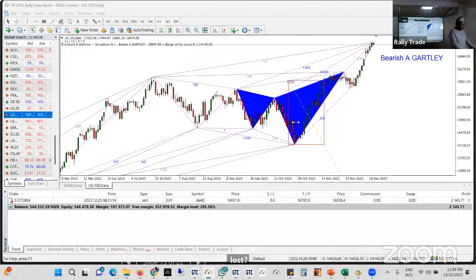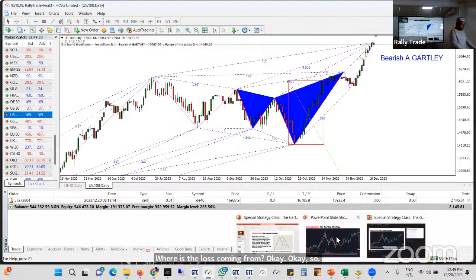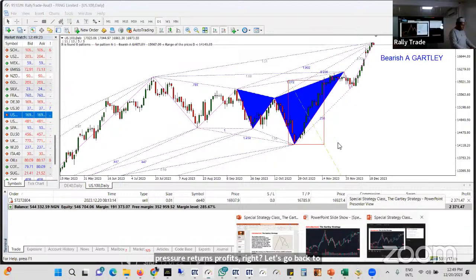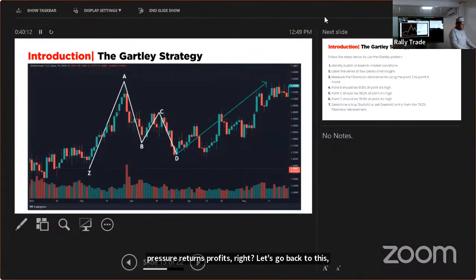Okay. So, all right. Even if you are running on a loss, leave it. The trade should return to profit, right? Let's go back to the strategy very fast so that we can conclude it and learn how to draw Fibonacci. Very, very important.